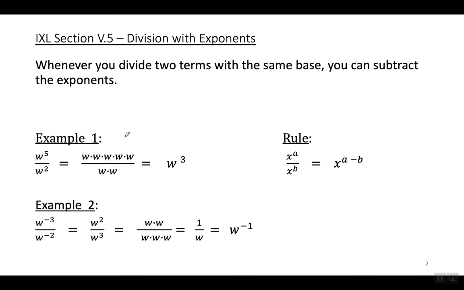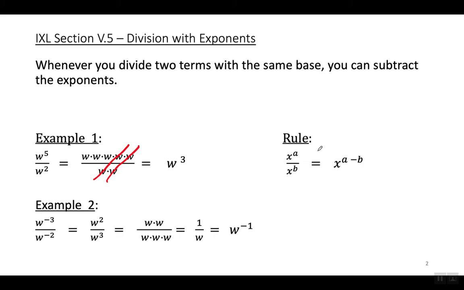All right, so if you look here, I spelled out what is w to the fifth power and what is w to the second power. So you can think about it this way. These w's cancel out, and look at what I'm left with. I'm left with w to the third power. That's why this system works, where you just subtract the exponents. 5 minus 2 equals 3. That's what I end up having when you cancel out the w's, a w on the top with a w on the bottom.